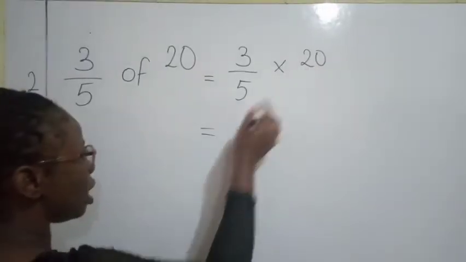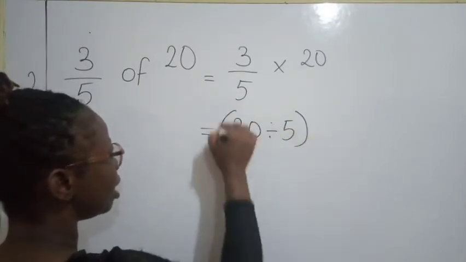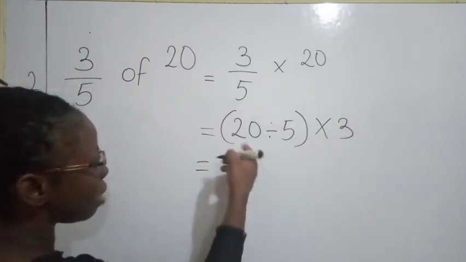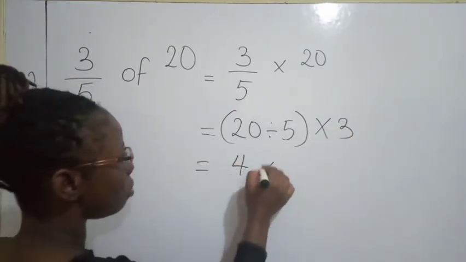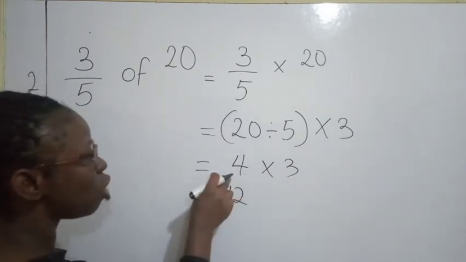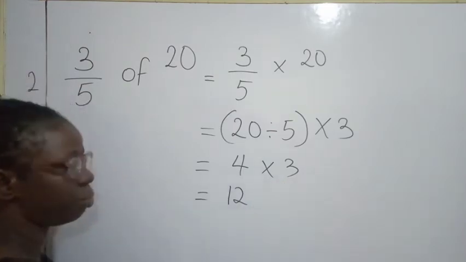So I'll take this 20 and divide it by 5. Okay? Then I multiply by this 3 here. So 20 divided by 5 is 4, times 3. 4 times 3 is 12. You already know where this 4 is from, and you already know where this 3 is from.